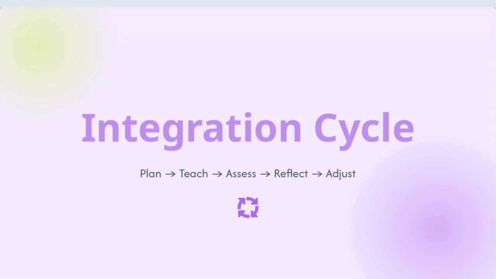After that comes assessment, which helps us measure understanding and identify gaps. Reflection follows assessment. This is where we analyze what worked well and what didn't. Finally, we adjust, making informed modifications based on our reflections. This cycle is continuous, fostering ongoing improvement and ensuring our teaching is responsive to student needs. It's a dynamic process that helps us create a more effective and adaptive learning environment.